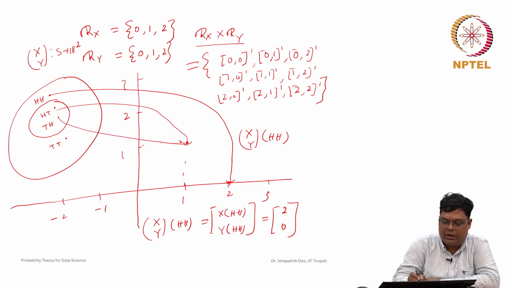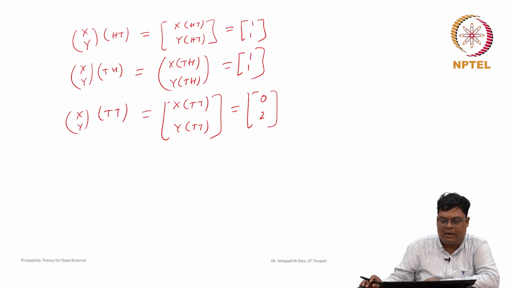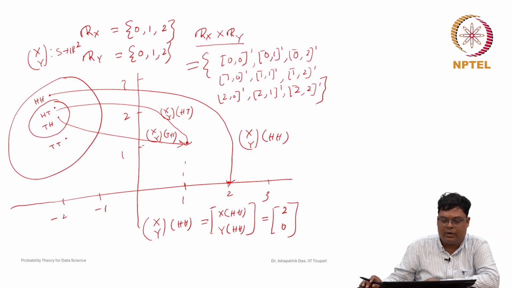This is XY of head tail and this is XY of tail head. Now, what will be the XY of tail tail? This value is nothing but (0, 2). So, (0, 2) is here, and this is going to this value. So, this is XY of tail tail.